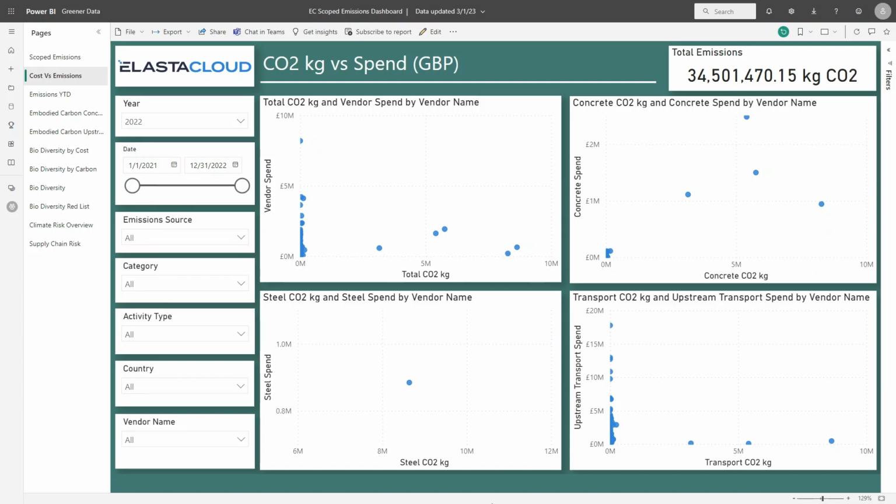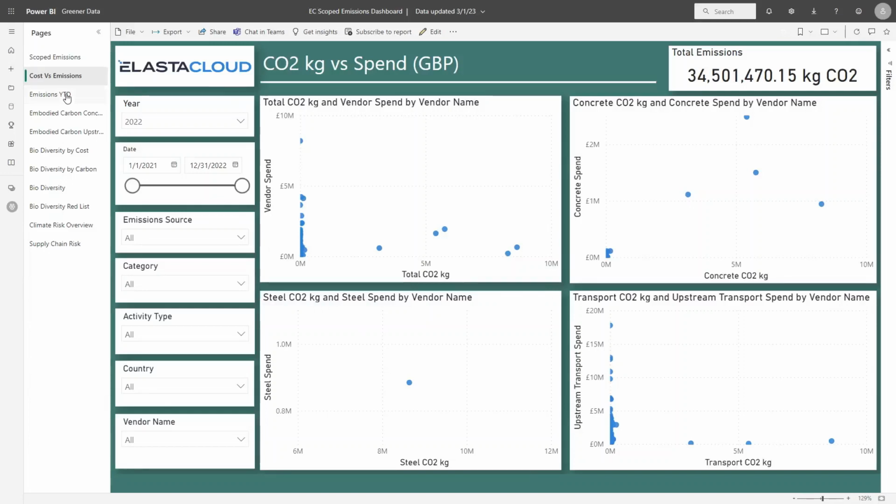split by emission source. This can be seen on the 4 visuals on this page, where we have the total emissions by total spend, the total emissions from concrete by total spend on concrete vendors, the total emissions from steel by total spend on steel vendors, and the total emissions from transport by total spend on any vendors making deliveries.